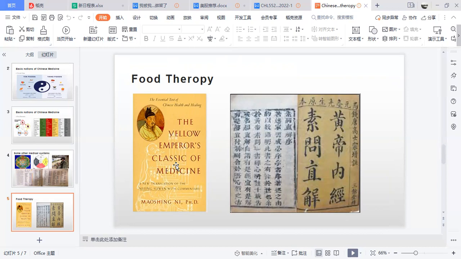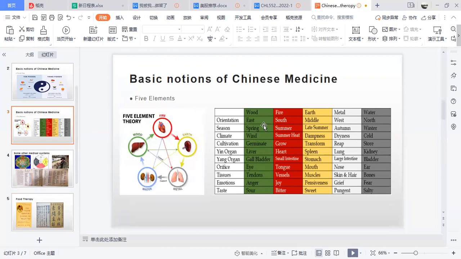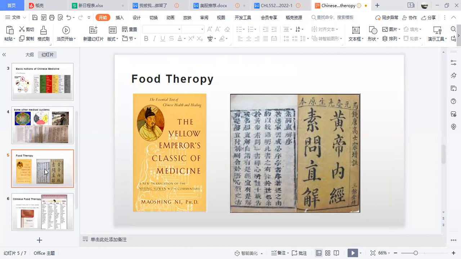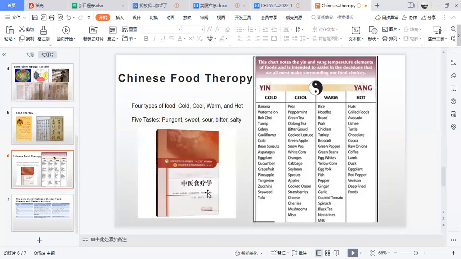In the second chapter, the book discusses how to eat in different seasons. Like in the spring, we need to eat more soft food. In summer, it's better to eat some bitter food. So it was introduced in the second chapter of the Yellow Emperor's Classic of Medicine. So this book is a textbook for traditional Chinese medicine food therapies.